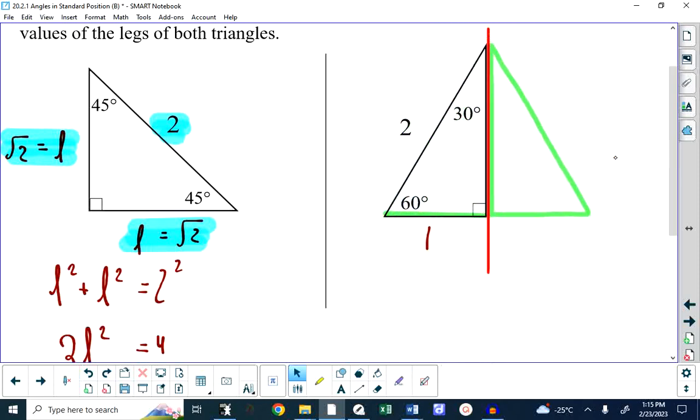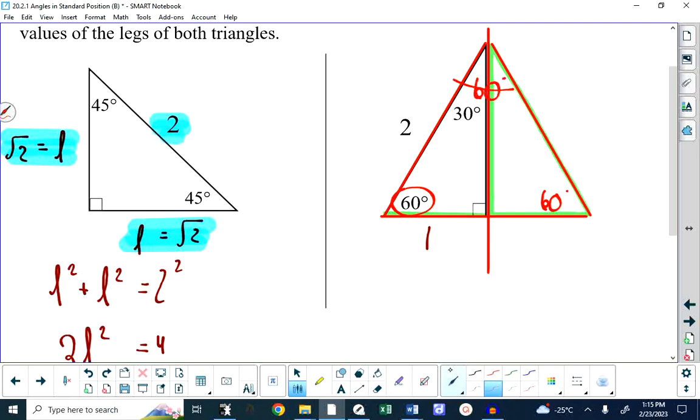And then I get this, don't I? If you look at that whole thing as a single triangle, so we're going to look at this whole thing as one triangle. This is 60 degrees. This is 60 degrees. And this is 60 degrees.